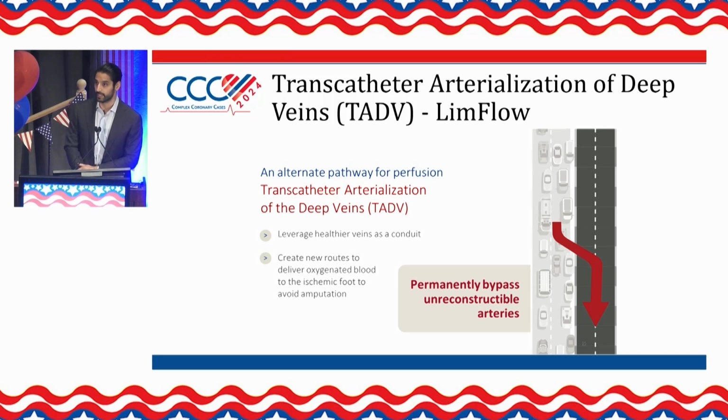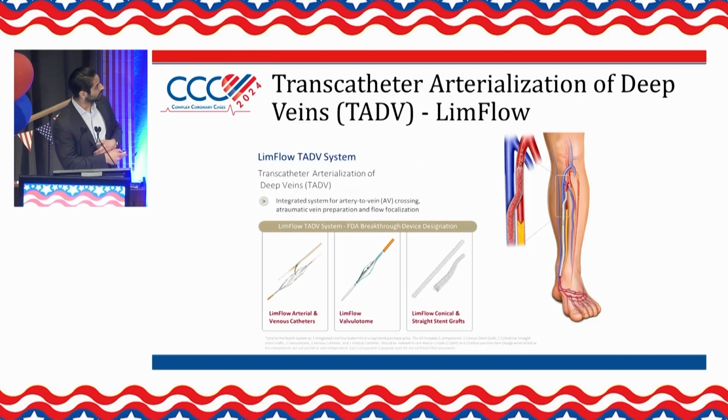There is a new device that was created not too long ago. It was piggybacking off a previous concept, but now it was a dedicated device. This procedure is known as transcatheter arterialization of the deep veins, TADV. The previous name of it was DVA, which is a little easier to say. But basically the idea is that you accept the fact that your native artery is entirely blocked, but there's a healthy vein running right next to it. So you just create a tunnel from that blocked highway to the vein. It's a dedicated system where on one end you have a device that goes into the vein, one device that goes into the artery, and you bridge the gap, connect the two, make a tunnel, and then you provide oxygenated blood flow through the venous system.